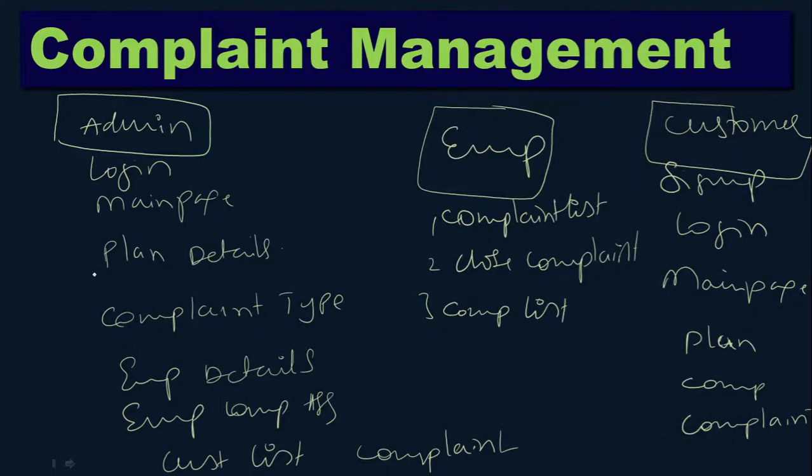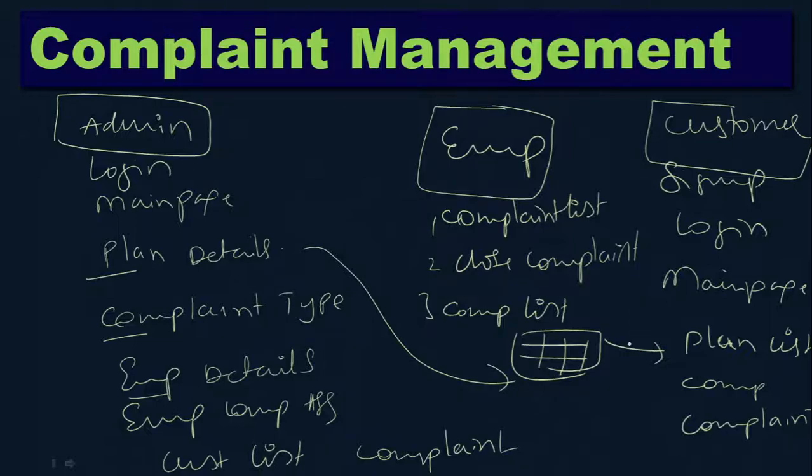Each one will have a corresponding table: plan table, complaint type table, employee table, customer table. We need to create all these tables, and whenever you enter data it should go to the corresponding table. Wherever a list is there, for example the plan list, you need to select the data from the table. When you enter the plan details, it should go here, and from there you need to fetch the data and show it here.